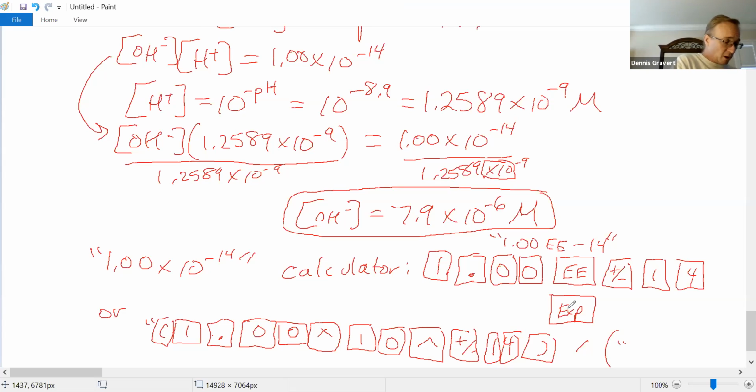Okay, there is a worksheet on Canvas to help you practice using your calculator, because I know it's a big deal. You want to get the right answer. So take a look at that.